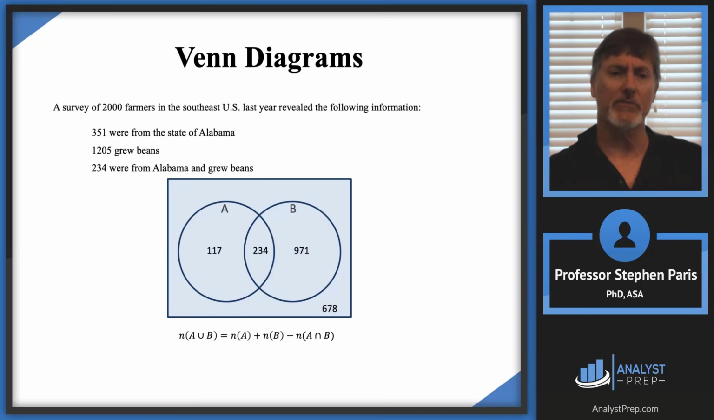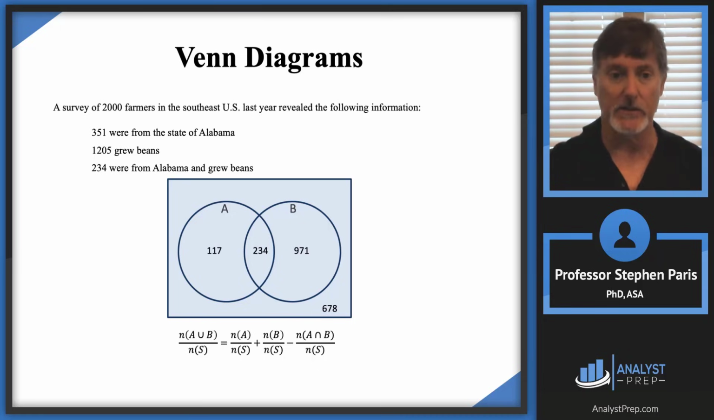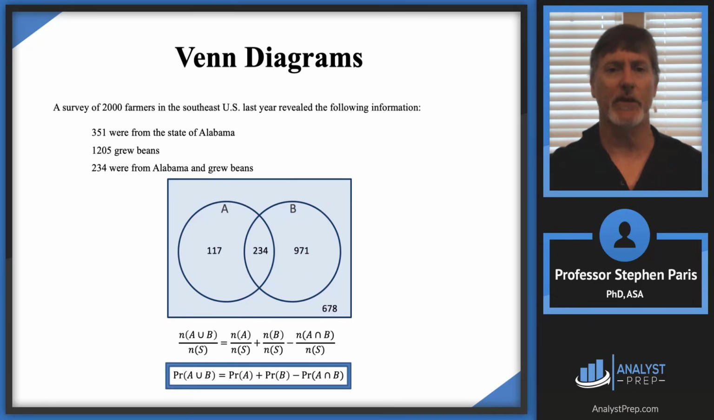And I want to do this because now if I divide every term by the number of outcomes in the sample, I get probabilities. And so my probability equation here would be the probability of A union B is the probability of A plus the probability of B minus the probability of A intersect B. That's a formula that is always going to be true.